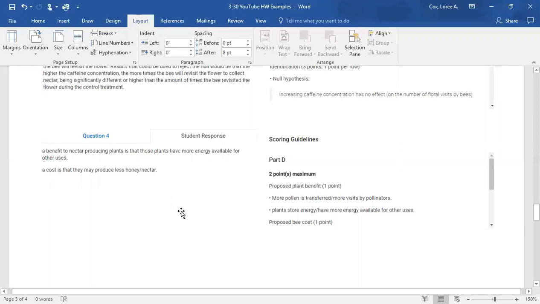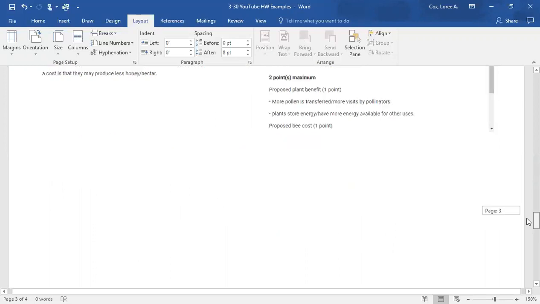A cost is they may produce less honey or nectar. Again, exactly verbatim from the scoring guide. This was given points this time, but will not next time.